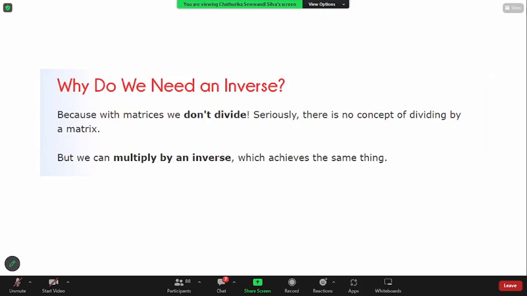Seriously, there is no concept of dividing by a matrix. Instead of division, we multiply by an inverse. In actual sense, it is the same thing as dividing, but we don't use the word divide. What we do is multiply by an inverse. You know that multiplication is possible, so in order to symbolize the division, we multiply by an inverse. That is the reason why we need the inverse in matrices.